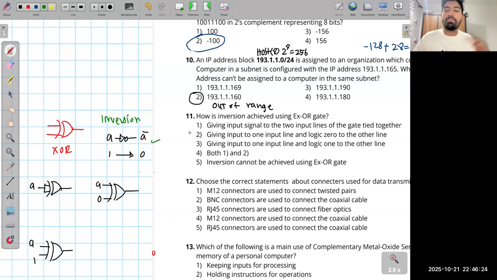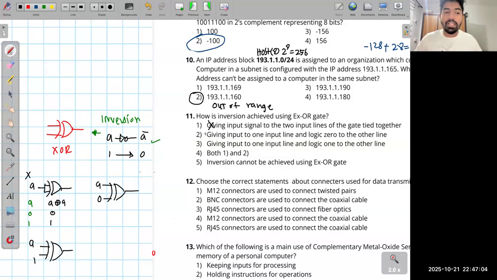If I send A bar, B bar, C bar using an XNOR gate, can you take the inversion? So if the inversion can be taken, the first one says it is possible. What you do is send the inputs together, so A XOR A. A can be either 0 or 1. What is 0 XOR 0? That is 0. 1 XOR 1? That's 0, same input. So you can't achieve it using the first one.